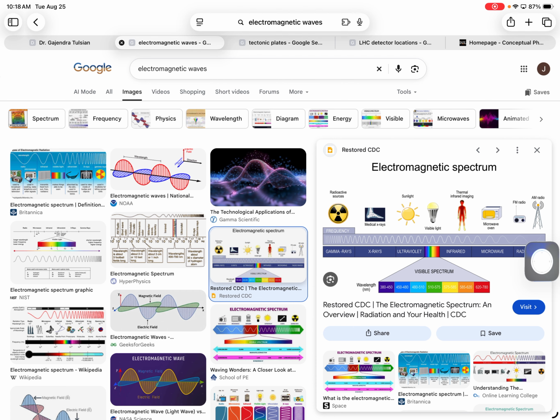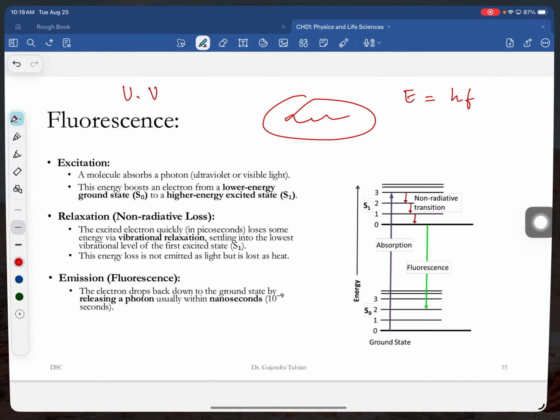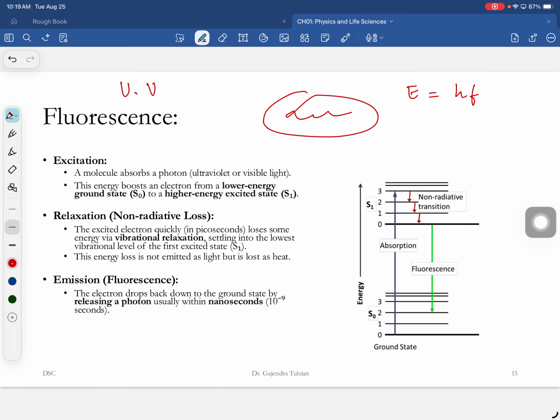So again, if you go in this direction, energy increases. They're all electromagnetic waves, and they're called electromagnetic waves because they have both. So that's a light beam traveling in that direction, and it has both electric fields and magnetic fields in it. That's why it's called an electromagnetic wave. All right. So coming back to fluorescence.